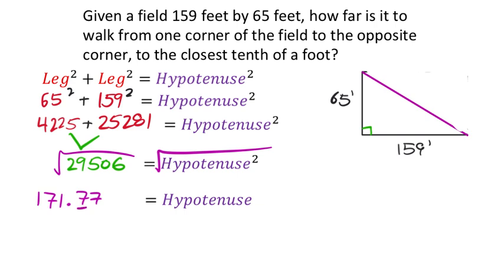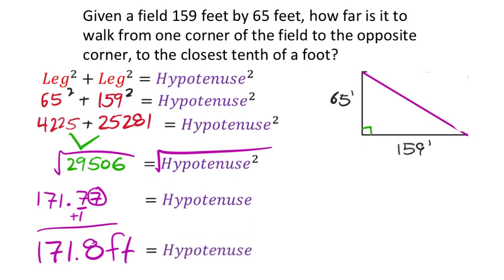So that's the first decimal place value. The one to the right is 5 or more. So we're going to add 1 to that 7, making our final answer rounded, 171.8. And this is where we do need a label. It's just a length, so it's just going to be in feet. And again, this is the hypotenuse. Not the hypotenuse as a square, but the hypotenuse. There we go.